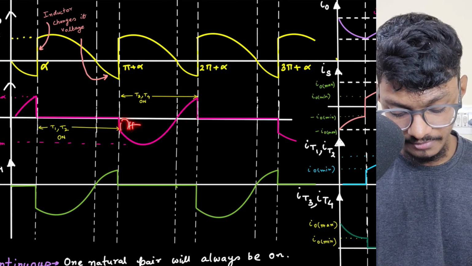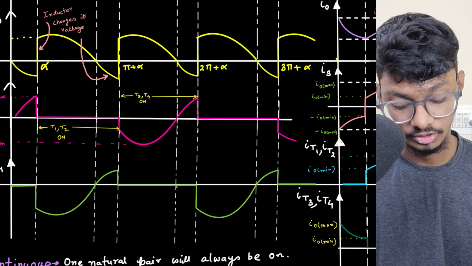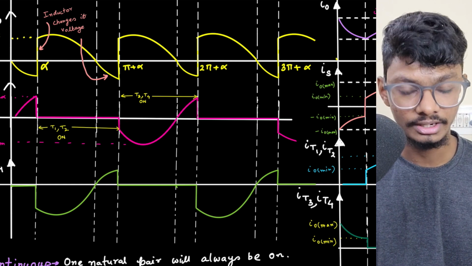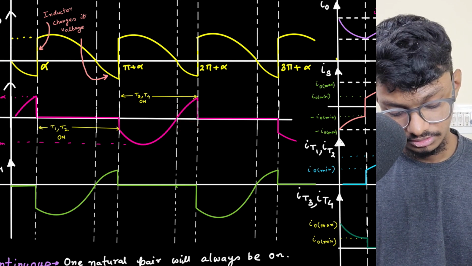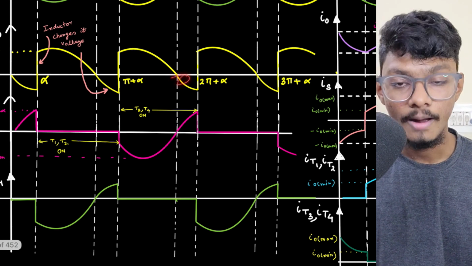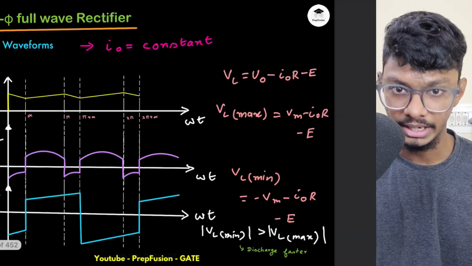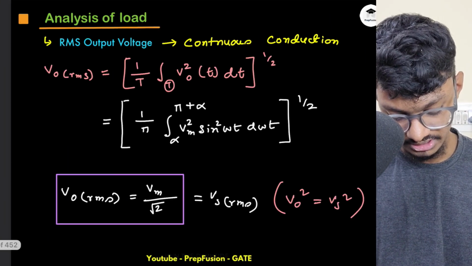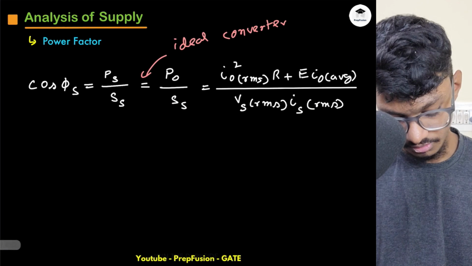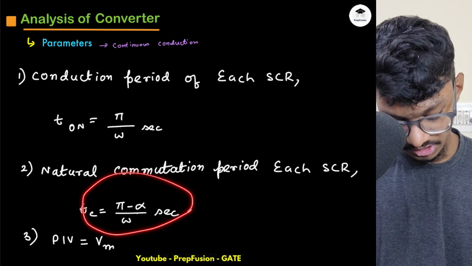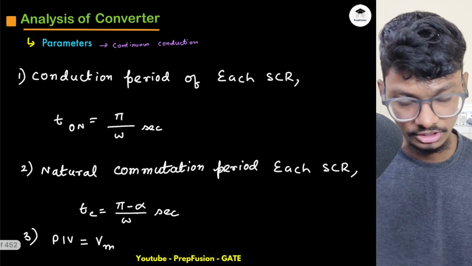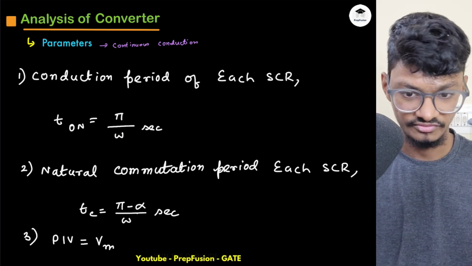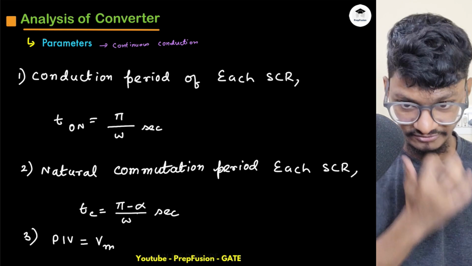So upper limit minus lower limit, that is 2 pi minus pi plus alpha. Sorry, this is 2 pi, right? So 2 pi minus pi plus alpha, this will be pi minus alpha, and exactly that is what is written over here. Okay, this will be the natural commutation period, and peak inverse voltage will be Vm, because if you observe the plots, you will see if there is continuous conduction, the other SCR will come across the Vm, so that will be the peak inverse voltage.